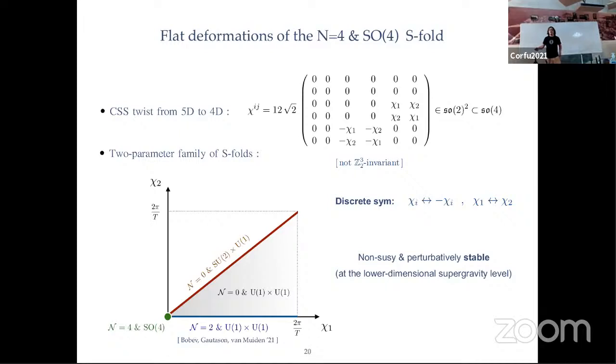In general we get non-supersymmetric S-folds. Okay. And what we found surprisingly is that when you compute the spectrum of these non-supersymmetric S-folds, you don't find instabilities. So this could be the first examples of non-supersymmetric and perturbatively stable S-folds, perturbatively stable at the level of 4D supergravity.